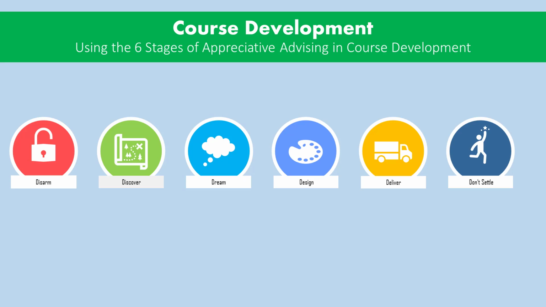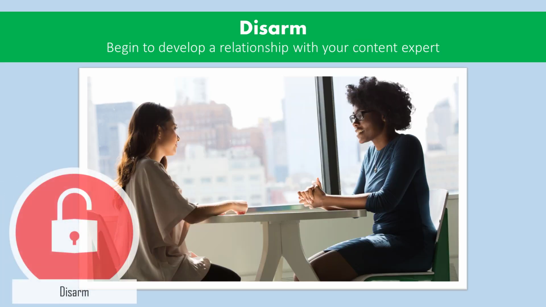The 6 stages of appreciative advising are disarm, discover, dream, design, deliver, and don't settle. In the disarm phase, I get to know the content expert by building a relationship. I inquire about their instructional goals and find out what has worked well in their course development and what are areas that they would like to improve on.